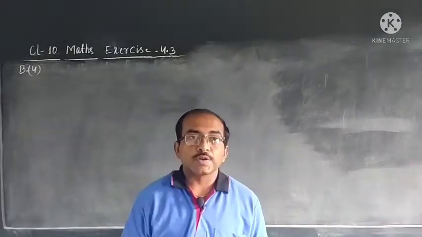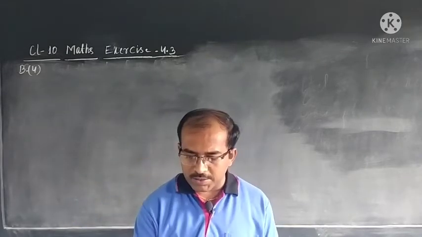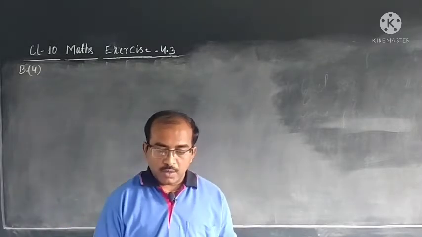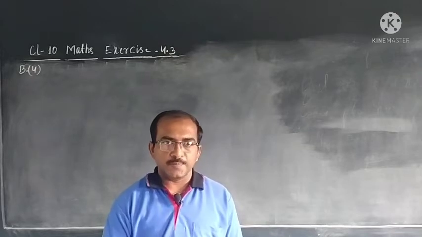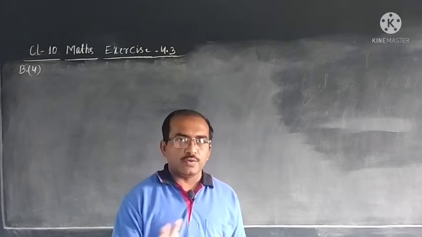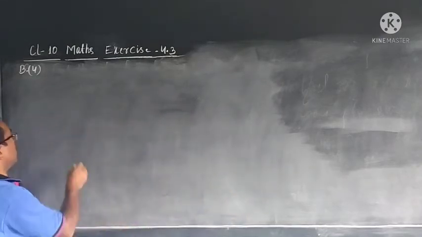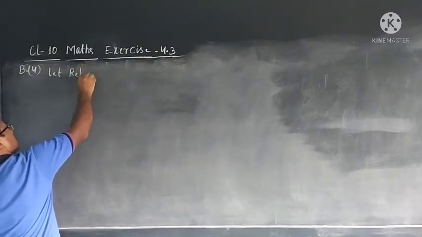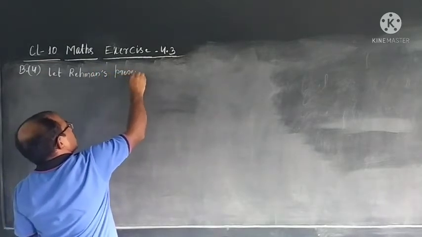So, let us see question number 4. The sum of the reciprocals of Rahman's age in years 3 years ago and 5 years from now is 1/3. Find his present age. We do not know his age now, so we will start with that unknown. Let Rahman's present age be x years.